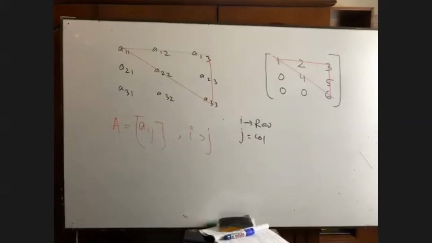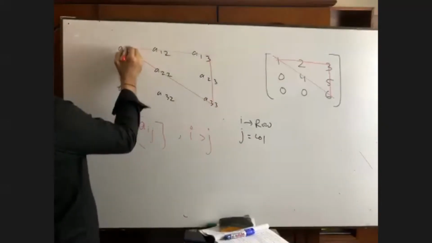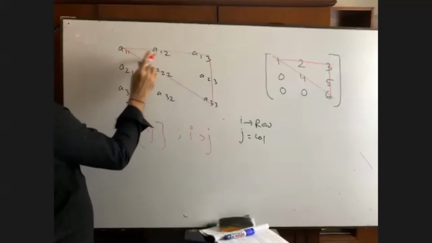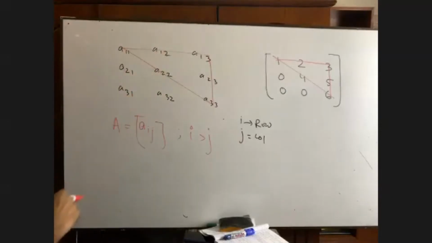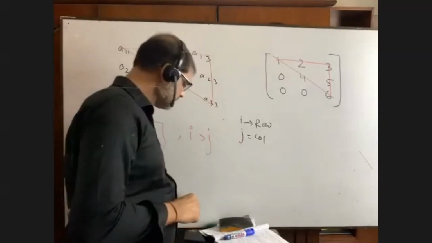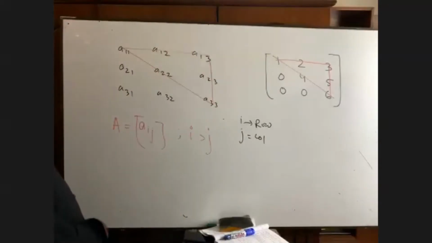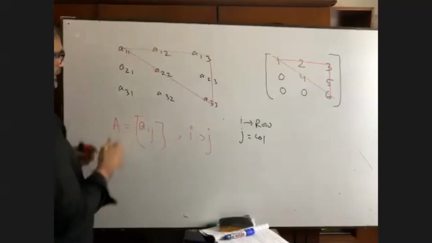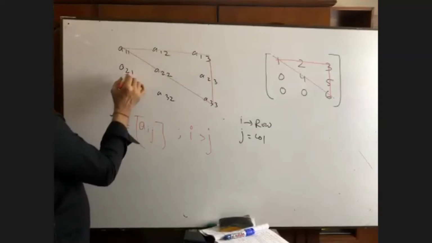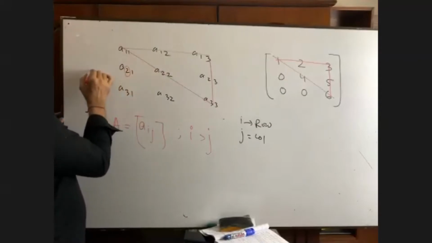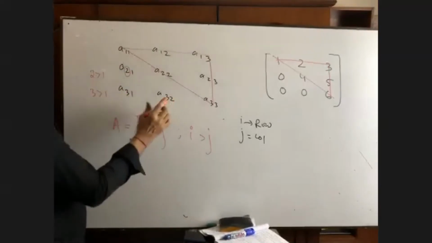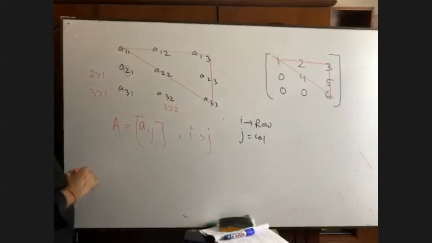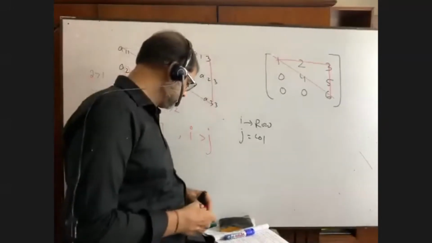Okay? Yes, sir. Here, what is i? i equals 1. Here, i equals what? You see? Please try to understand the upper triangular matrix. For non-zero entries, here j is always greater than i. Suppose this is 2, 1. Here 2 is greater than 1. It is 3, 1. 3 is greater than 1. It is 3, 2. You see, 3 is greater than 2. Have you got me? Yes, sir.